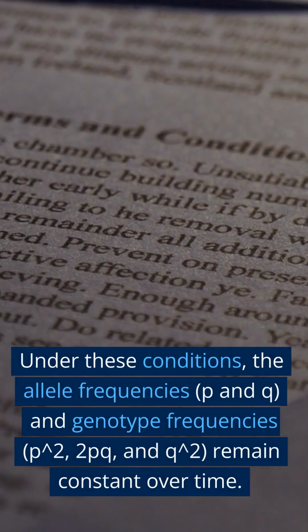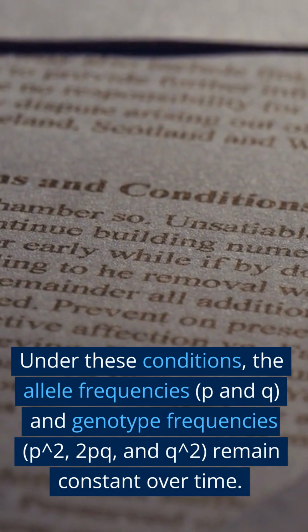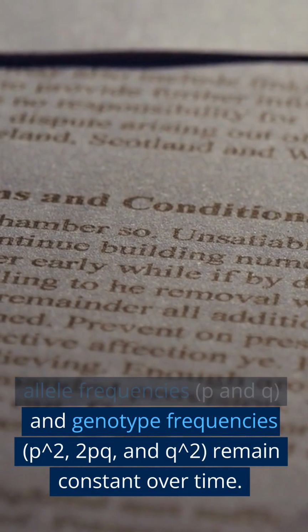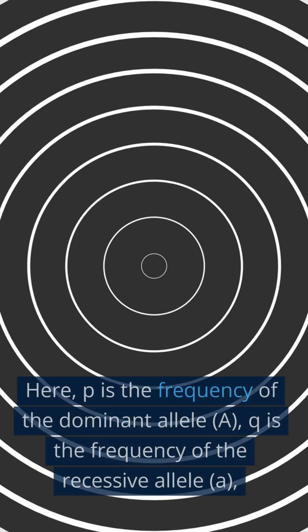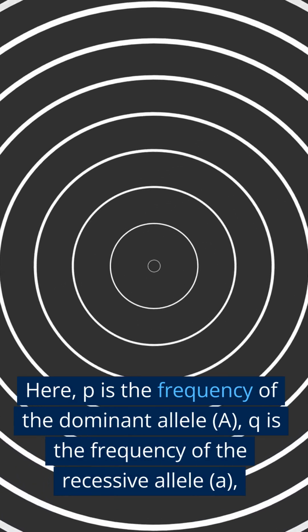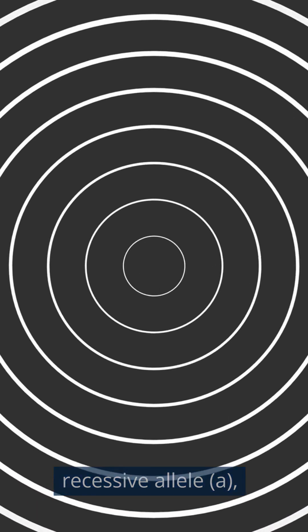Under these conditions, the allele frequencies, p and q, and genotype frequencies, p squared, 2pq, and q squared, remain constant over time. Here, p is the frequency of the dominant allele, A. q is the frequency of the recessive allele, a.